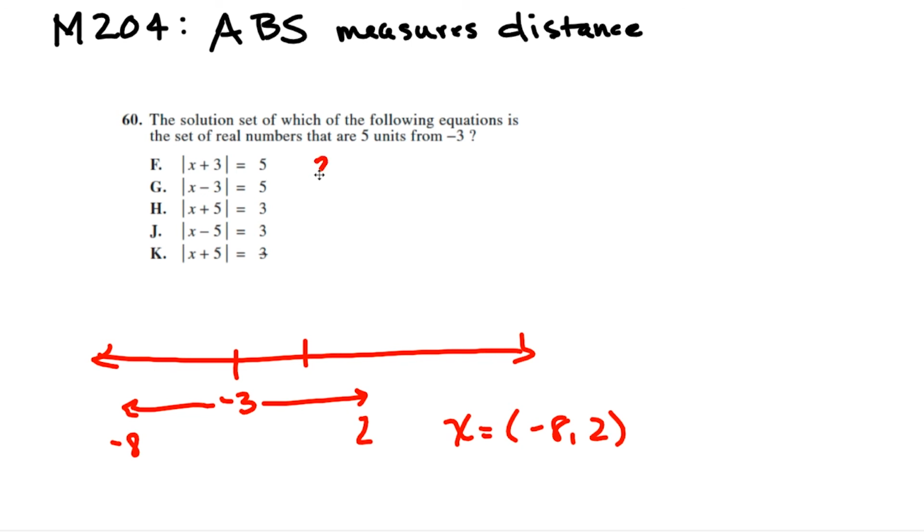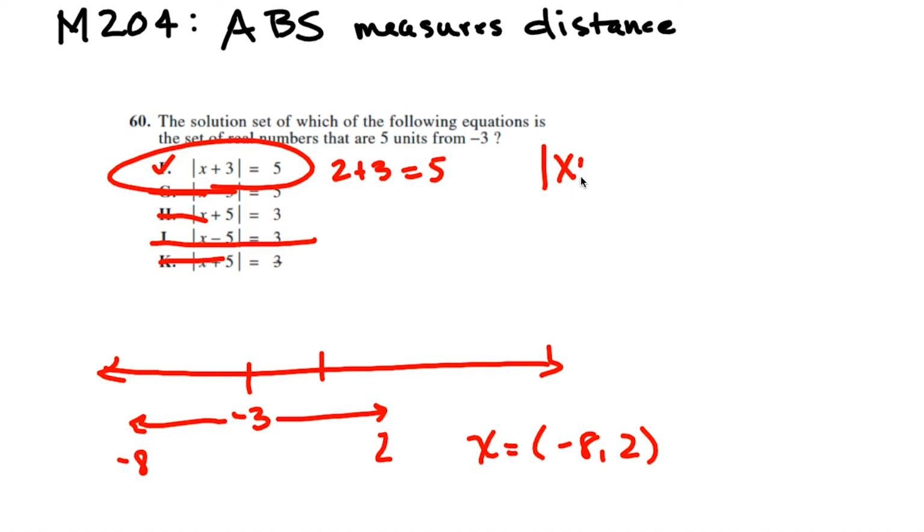We plug both of those values back into the absolute values and we'll see what we get. If we go to F and we say 2 plus 3 is 5, that works. 2 minus 3 isn't 5. 2 plus 5 isn't 3. And 2 minus 3 is negative 3, so that works too. Now let's plug in negative 8. Negative 8 minus negative 5 is negative 13. That eliminates J. Our answer is the absolute value of x plus 3 is equal to 5.